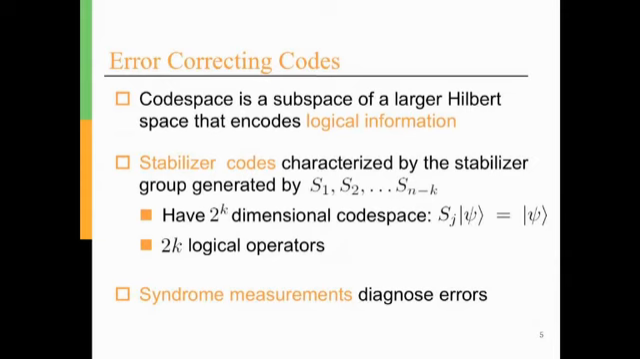The stabilizer formalism is very useful to characterize error correcting codes. The stabilizers are basically the syndromes we need to measure to diagnose errors. They are generated by the stabilizer group, whose elements pairwise commute. And the stabilizers act trivially on the code space. So if we have a state psi, which is in the code space, then the stabilizer doesn't change the state, which means we can safely measure these syndromes without affecting the encoded information. And we can learn about errors from these syndrome measurements.